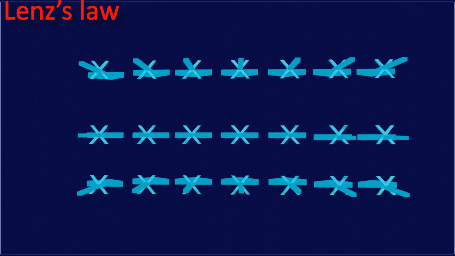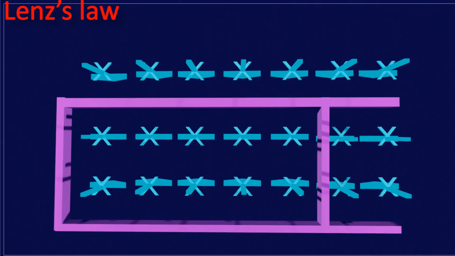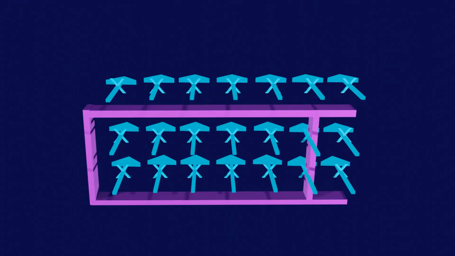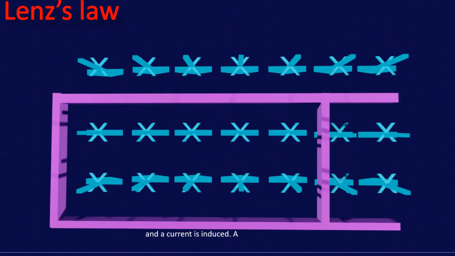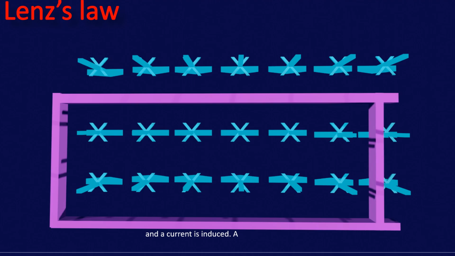A rectangular metallic frame PQRS is placed in this magnetic field. The arm PQ is movable so that it can slide towards right or left with its plane perpendicular to the field. Here you can see this. If the arm PQ slides to our right side, the number of field lines passing through the frame PQRS increases and a current is induced.